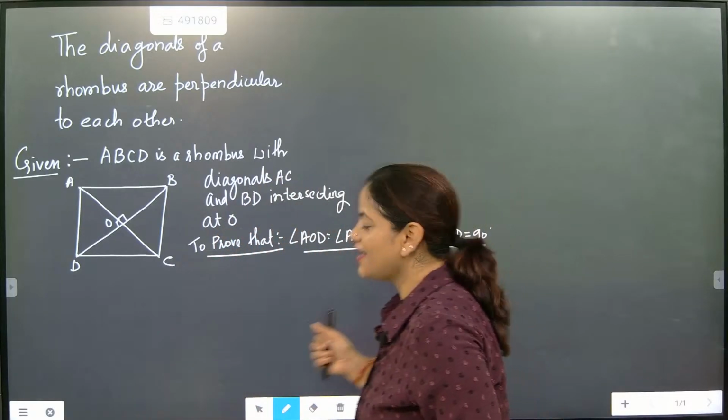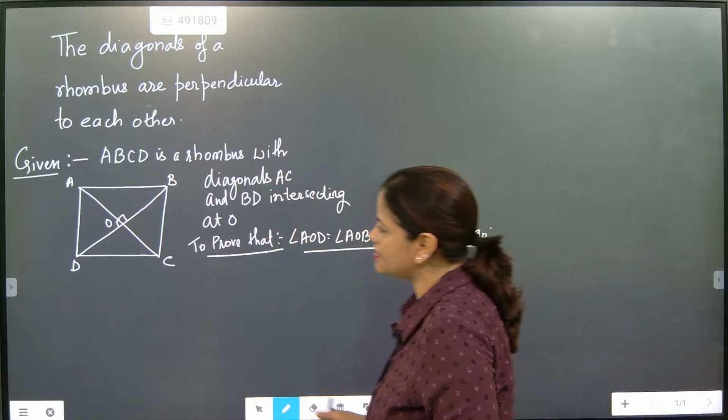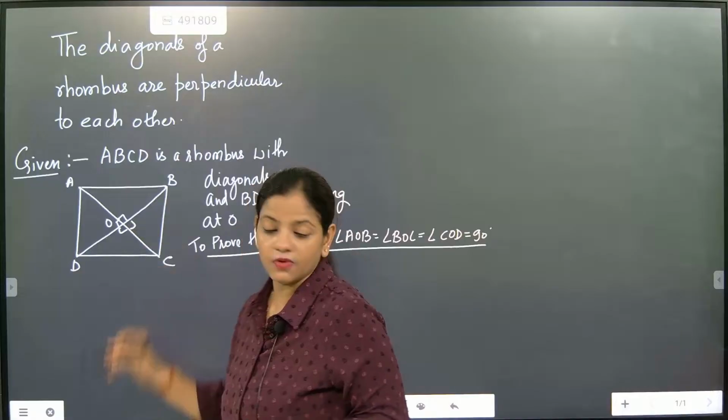Okay. So angle AOD is equal to angle AOB is equal to angle BOC is equal to angle COD. All will come out equal to 90 degrees.